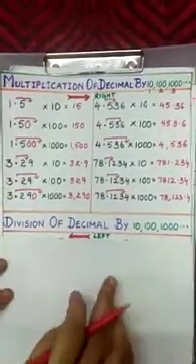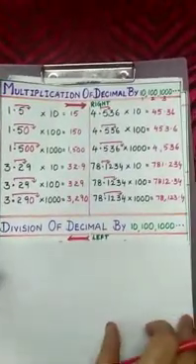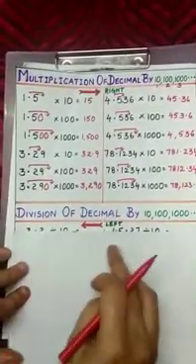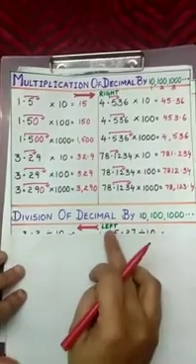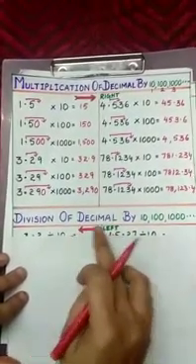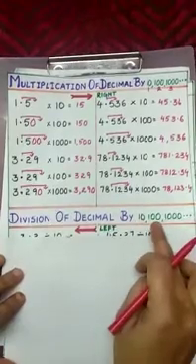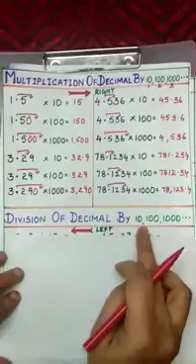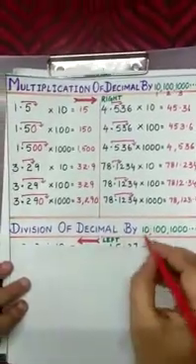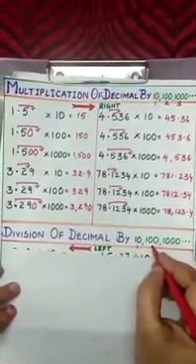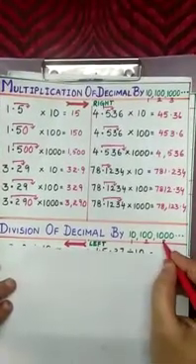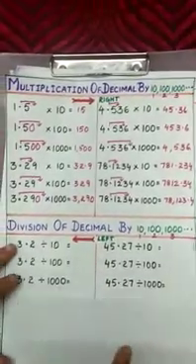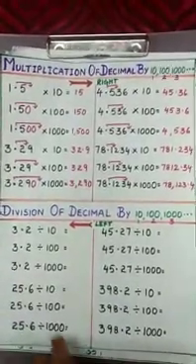Now division of decimals by 10, 100, 1000 and so on. It is quite the opposite of multiplication. The decimal point in the quotient we have to shift to the left by as many zeros as there are in 10, 100, 1000 and so on. It means when you divide any decimal number by 10, you have to shift the decimal before one place. By 100 means two places before. By 1000 means three places before, you have to shift towards the left. See the direction here. Now let us solve some sums here.